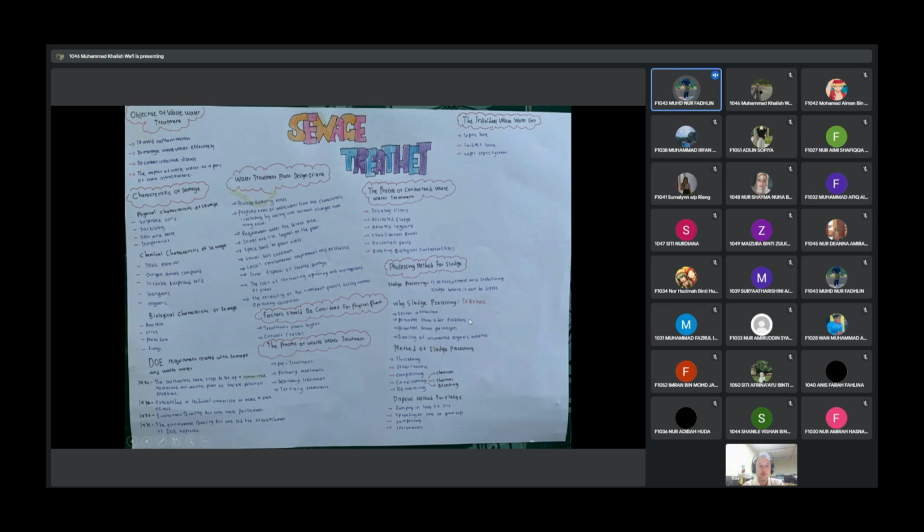Next we have the process of centralized wastewater treatment and processing method for the sewage. We have wet sewage processing and methods of sewage processing. Sludge processing and disposal method for the sludge. And the last one is the individual wastewater unit. We have a septic tank, Imhoff tank, and super septic system. And that's all for today.